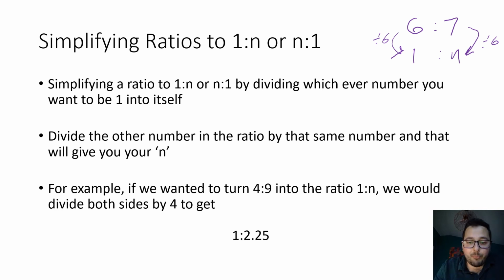So here's another example. Here we want to turn 4 to 9 into the ratio of 1 to n. So if you've got 4, you divide by 4 to get 1. But then you want to divide 9 by 4, and that's going to give you 2.25. So our n is 2.25. Okay, so I hope that makes sense.